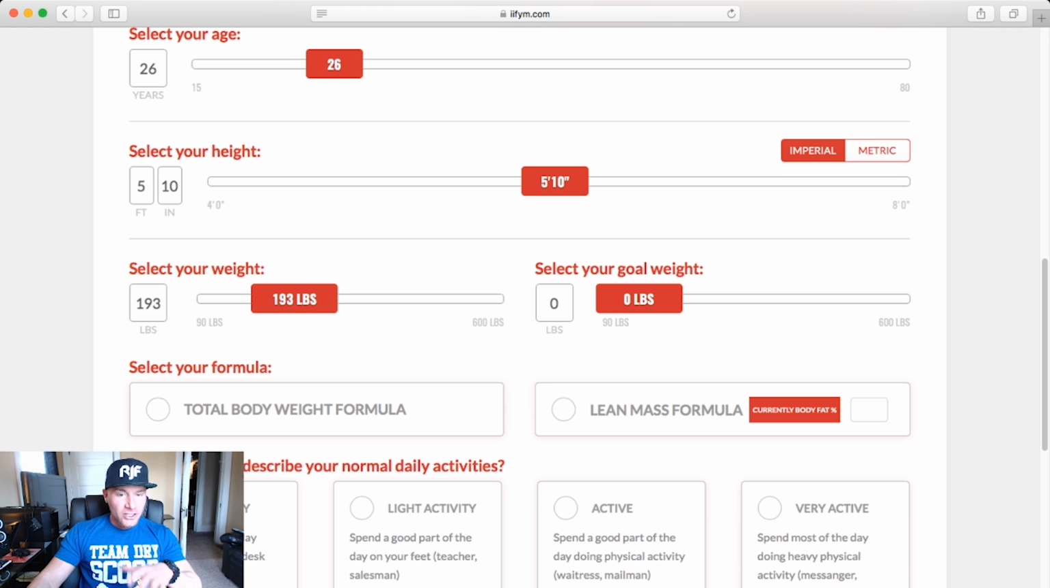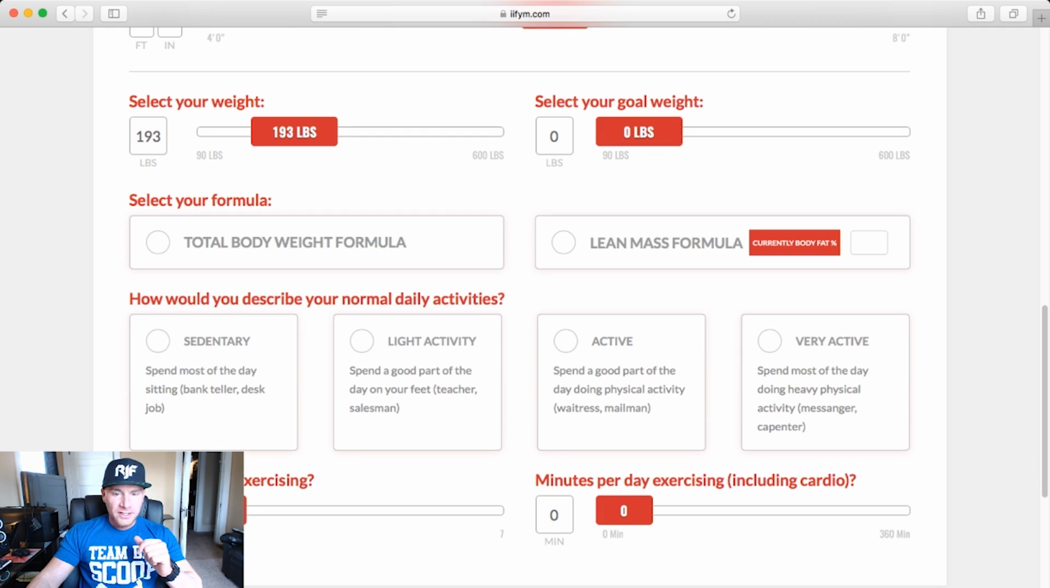My goal weight, I'm going to go ahead and leave that one blank. I have not messed with that portion yet. I usually just kind of put in my weight. And we're going to go to my formula. I'd like to use the total body weight formula. Unless you know what your current body fat percentage is, using the lean mass formula is not going to be what you want to do.